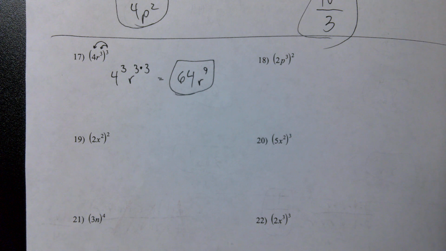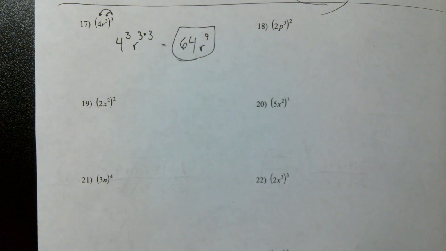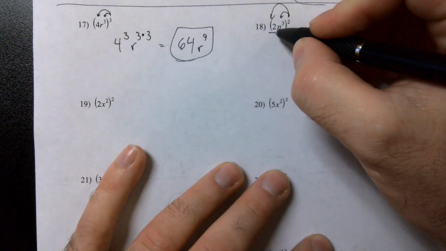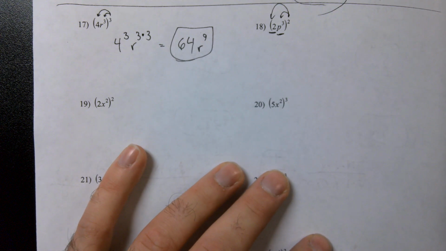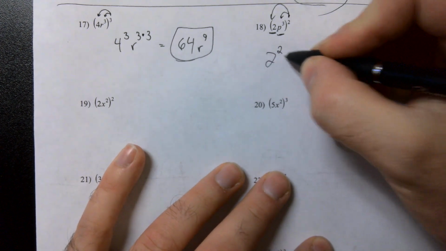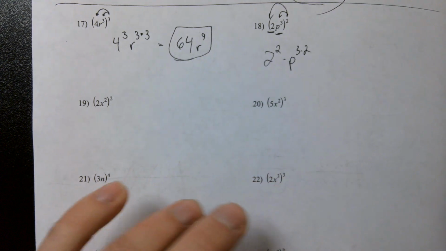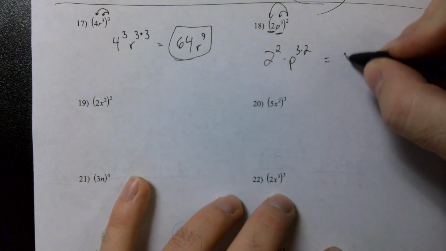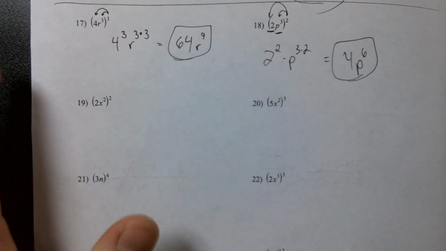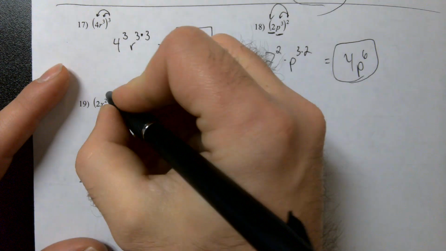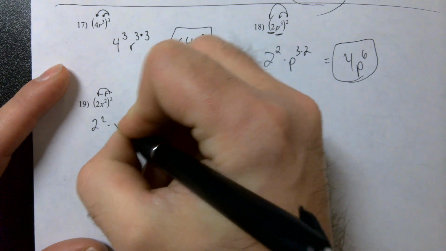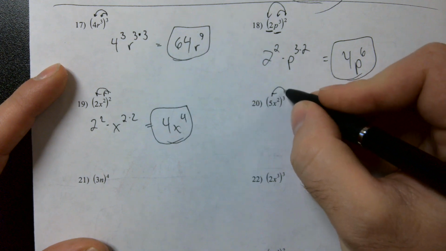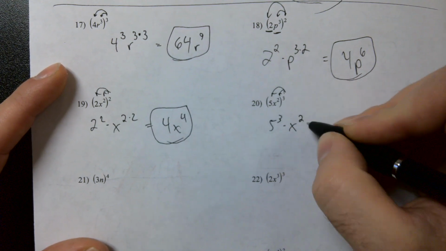And finally, product base with these power rules. Again, I'm distributing the exponent to both my number in front and my base, my variable. So I got 2 squared, and I am going to multiply my exponents here. p to the 3 times 2. That gives me 4p to the 6th. 2 squared times x to the 2 times 2 gives me 4x to the 4th. 5 to the 3rd times x to the 2 times 3.